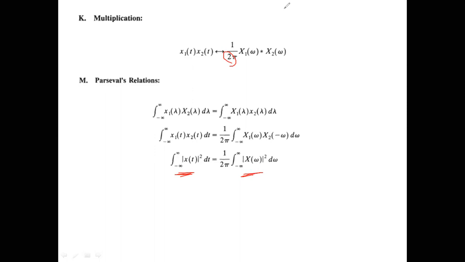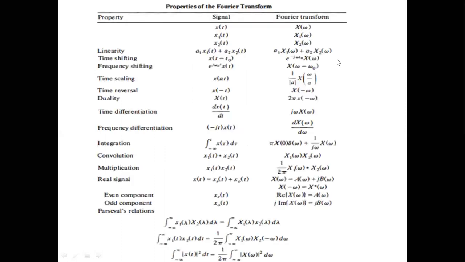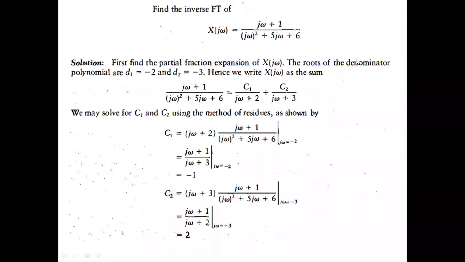What we will do now is see the problems on each of these. So here is a list of the properties. Anyway, we've seen this, so let us go straight to the problems. The first problem is the usual suspect: finding the inverse transform.